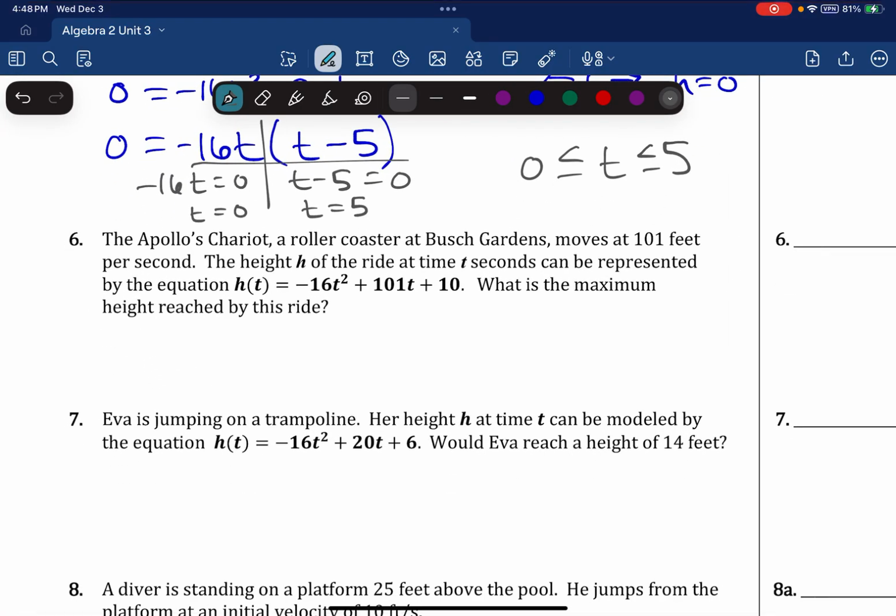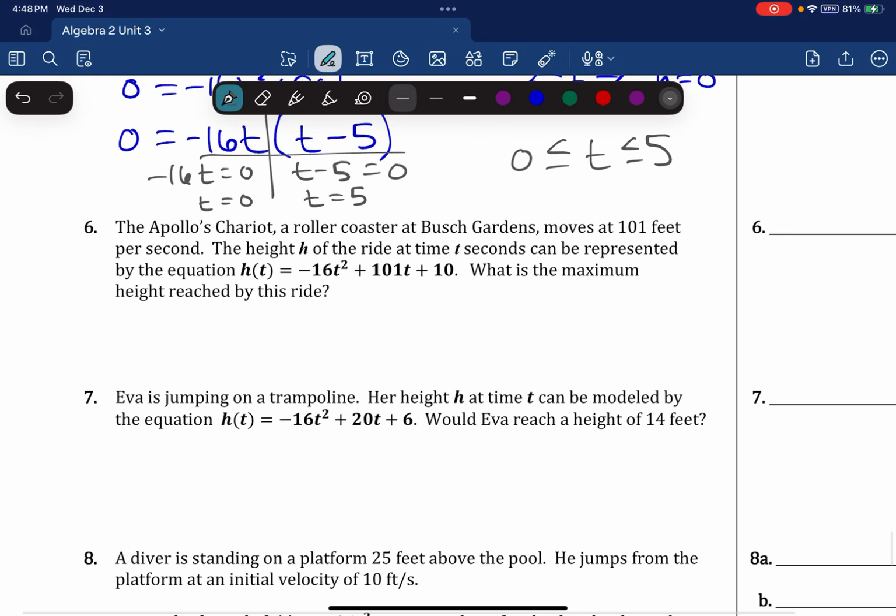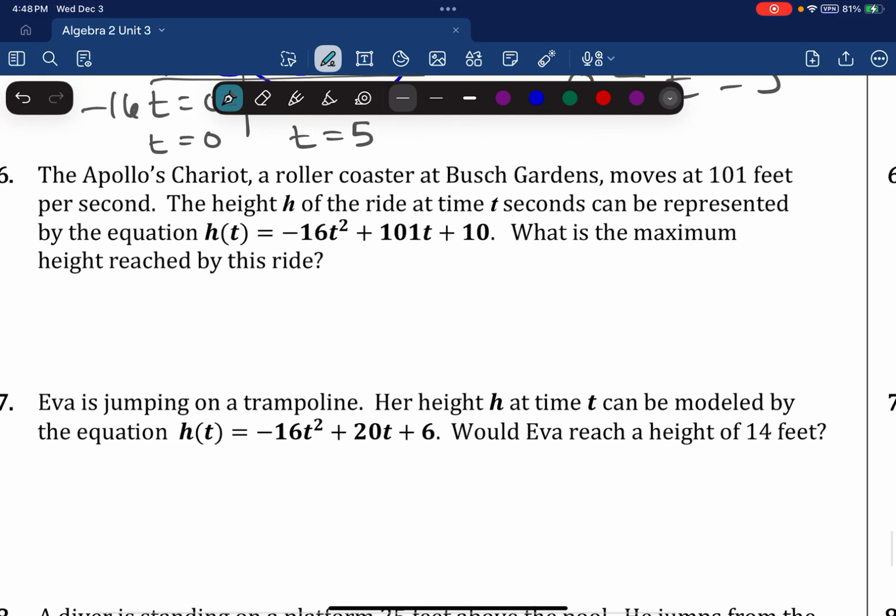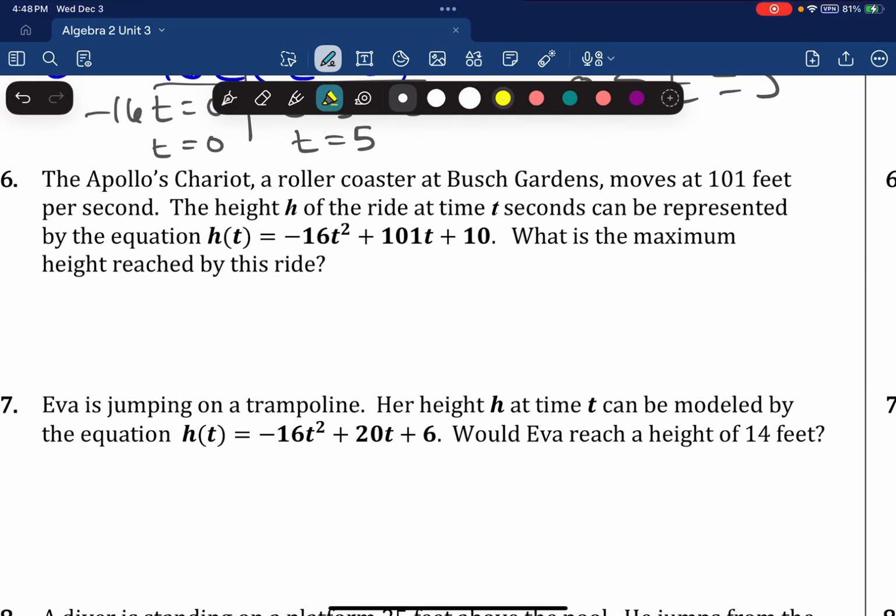The Apollo's Chariot, a roller coaster at Busch Gardens, moves at 101 feet per second. H is the height and T is the time, and here is our equation. Now, what's the question? What is the maximum height reached by this ride? So the maximum height, remember, is the vertex, and we're looking for the y. The maximum height is the y value of the vertex. To be able to find that, I've got to find the x value first.